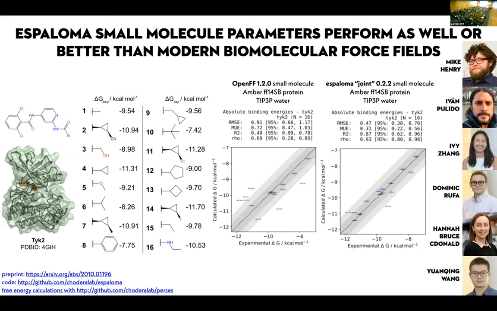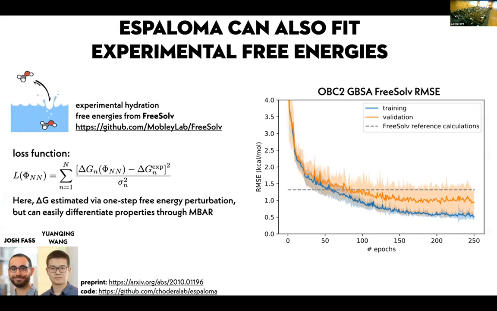Now you could go beyond training it on just quantum chemistry, right? You can also train it on free energies by using MBAR to estimate what your gradient is at every perturbed value of your parameters, and then optimize on that too. And you can show that you can train not only to quantum chemistry, but also to free energies.